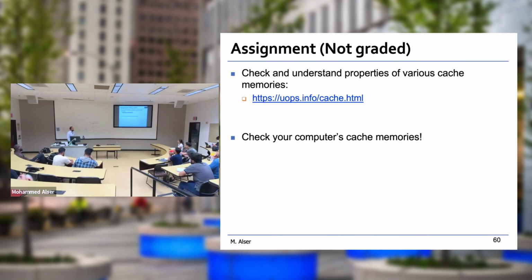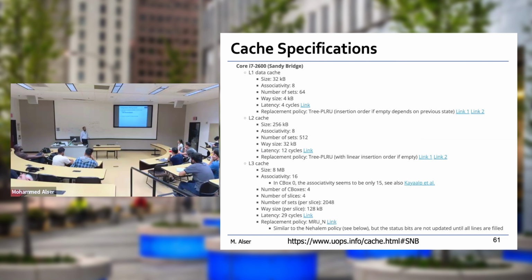This is the assignment that we discussed last time. However, if we are lazy to check the Apple logo and then go to more info, where you'll see all the specs of your MacBook, you could go to the website, open it, go to the caches, and you will see a list of all specs for most of the modern CPUs. This is a screenshot of that. You'll see something like that. You'll see L1, L2, L3.